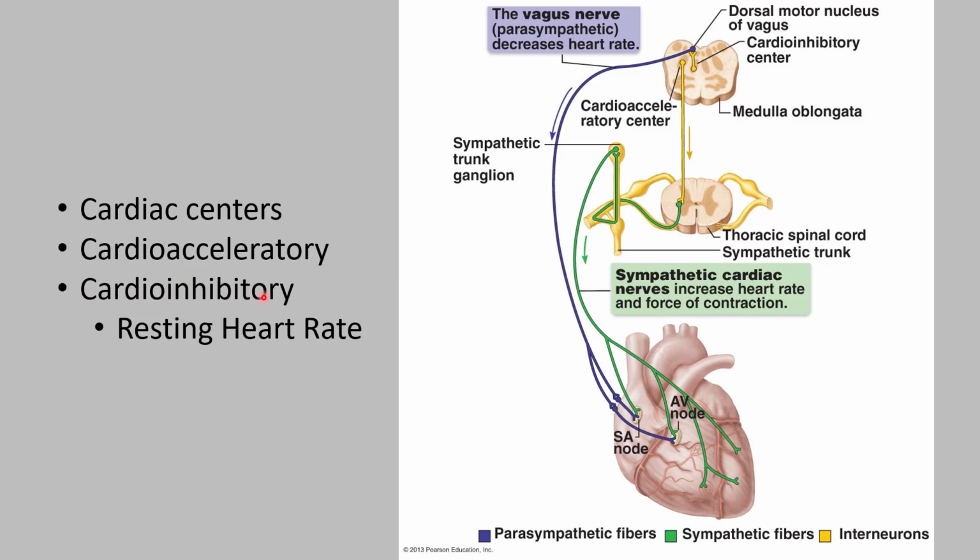The cardioinhibitory center does just the opposite. It inhibits the heart. It is part of the parasympathetic nervous system. So the medulla sends an action potential or sends signals through the vagus nerve to the SA node and tells the SA node, hey, I know you depolarize 100 times a minute, but let's go slower. Let's go down to about 75 times a minute.